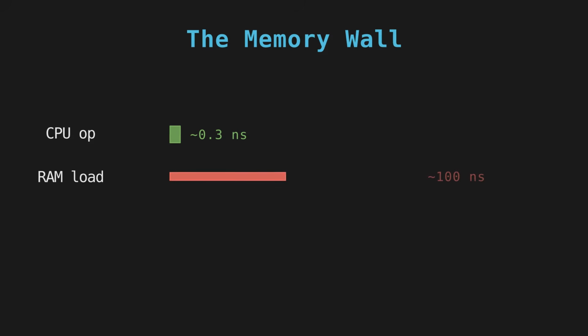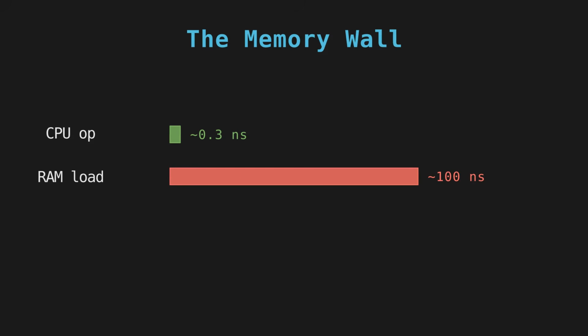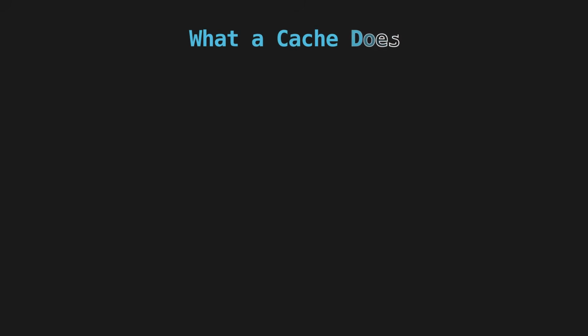Start with an uncomfortable truth. Modern CPUs are ridiculously fast, a few billion operations per second. But main memory, your DRAM, is not. Fetching a value from RAM takes around 100 nanoseconds. In that time, your CPU could have done 300 arithmetic operations. That's the memory wall. If every load went all the way to RAM, your CPU would spend most of its life waiting. The fix is the cache.